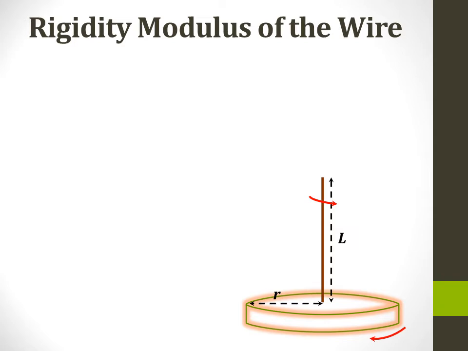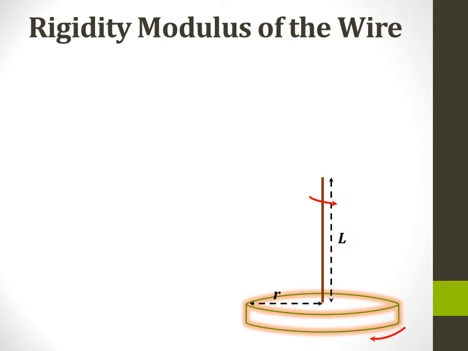In order to determine the rigidity modulus of the wire, we analyze the experimental setup consisting of the long cylindrical wire with the suspended circular disc under equilibrium conditions. The circular disc is subjected to a twist which is acting in the clockwise direction. In order for this setup to be under equilibrium conditions, the wire must be subjected to a restoring torque in the anti-clockwise direction.